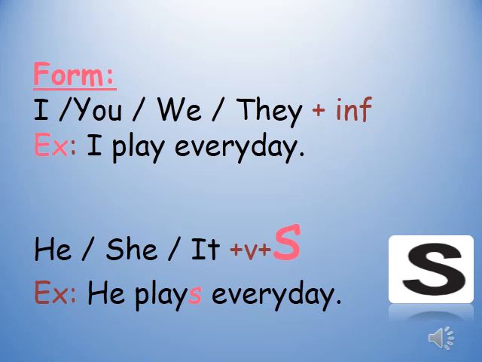Okay? The second form with he, she, and it, plus verb, plus s. I'll add s with he and she and it. The verb plus s. For example, he plays every day. Again, he, she, it, plus verb, plus s. I add s to the verb. Okay, my star? This is the form of the present simple. How can I write sentences using the present simple?